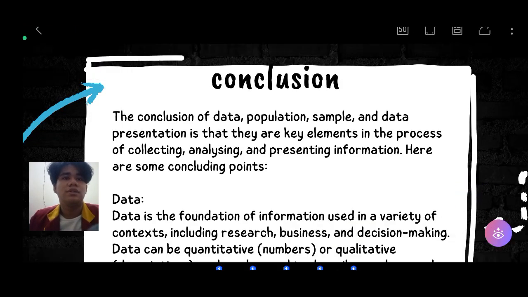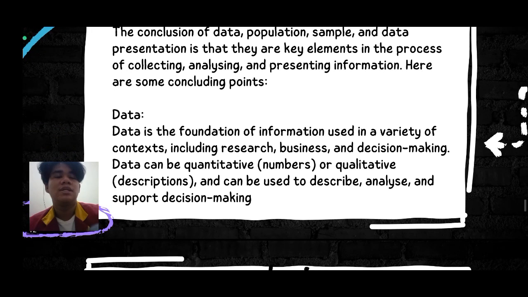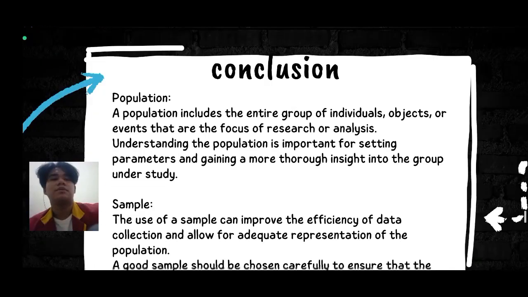And then the conclusion. The conclusion of data, population, sample, and data presentation is that they are key elements in the process of collecting, analyzing, and presenting information. Here are some concluding points. Data. Data is the foundation of information used in a variety of contexts, including research, business, and decision making. Data can be quantitative numbers or qualitative descriptions and can be used to describe, analyze, and support decision making.